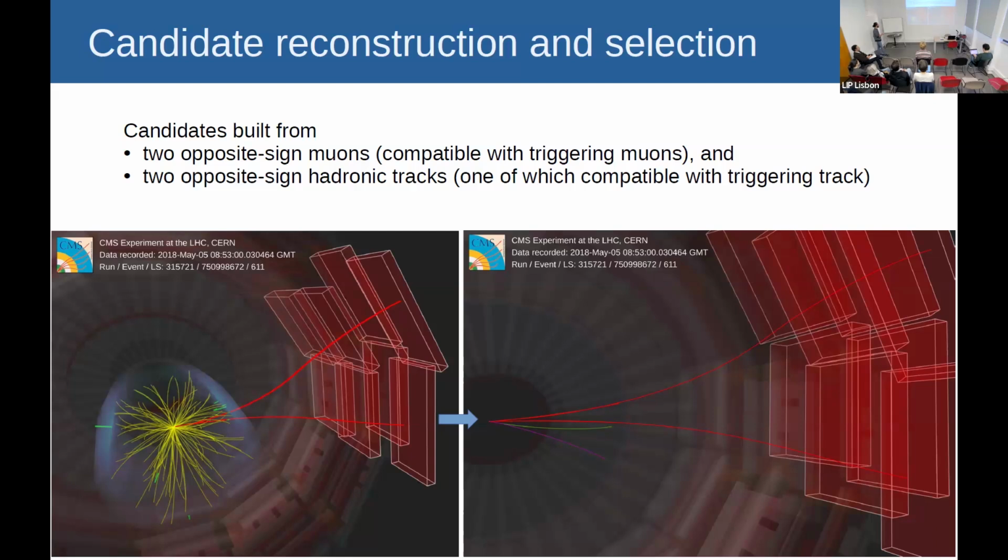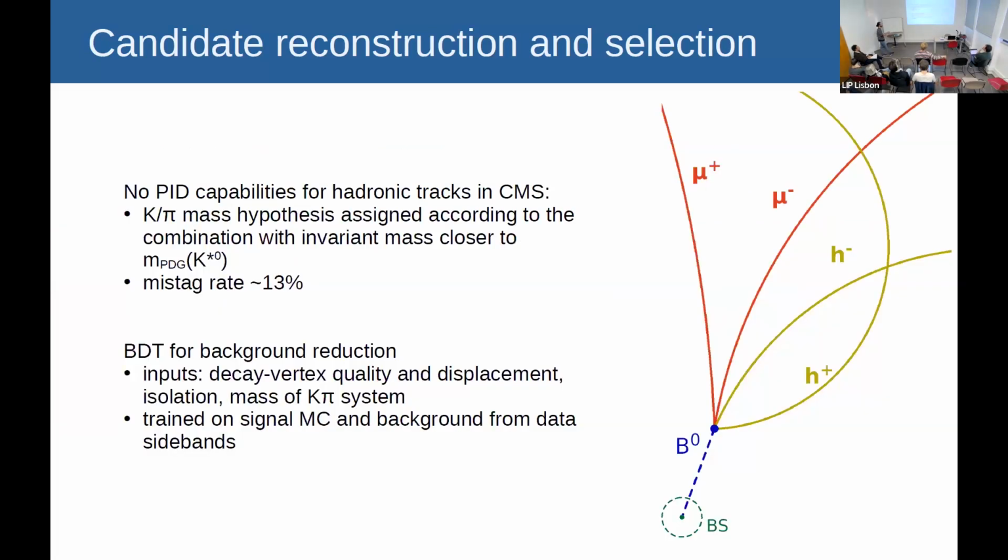in our event. So we pass from this situation to this situation, and we require that these two muons and one of the hadronic tracks are compatible with the one that triggered the event. So you can see that from a quite messy and indistinguishable situation, we managed to get to a single candidate, let's say, with the two muons and the two tracks. This is a real event that was collected in 2018 and is part of our analysis. It's also interesting to see how these events look usually, instead of just the drawings that we can do to explain.